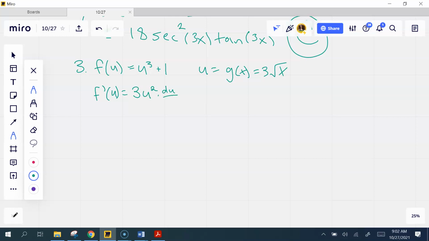dx, right? Or it would be du. But you have to do the du, remember. That's what y'all kept coming up with and I kept going, you're missing something.